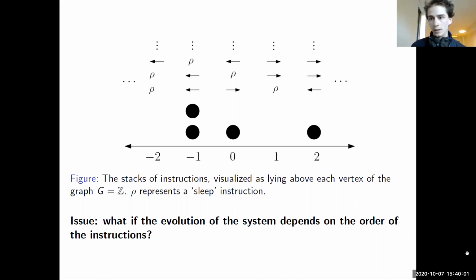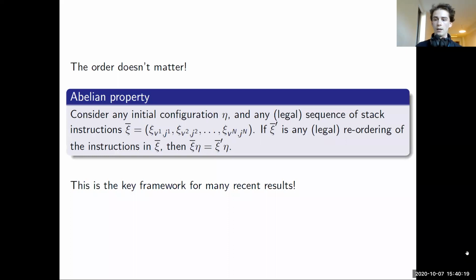There's an immediate problem. What if the order makes a difference? What if I use this sequence or I use that sequence, then the resulting configurations are different. In one of them, maybe I get fixation, in one of them I don't. Wouldn't that be a problem? Well, in a certain sense, the order doesn't matter. This is the abelian property that I talked about earlier.